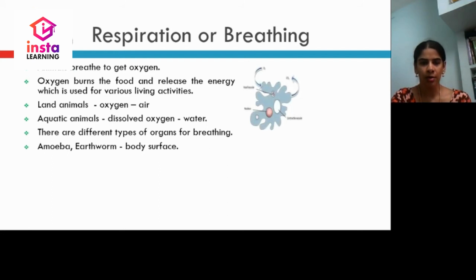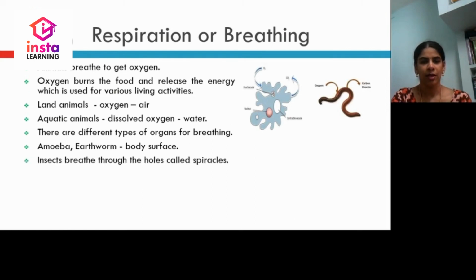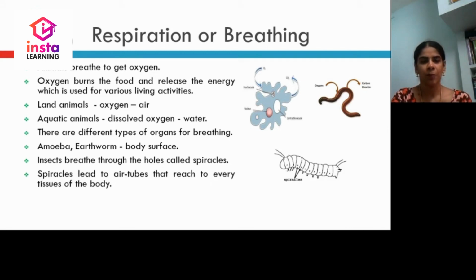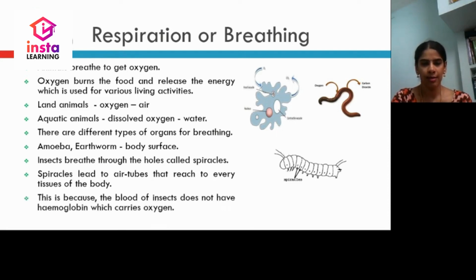Amoeba and earthworm respire through body surface. Insects breathe through the holes called spiracles which are present on their body surface. Spiracles lead to air tubes that reach every tissue of the body. This is because the blood of insects does not have hemoglobin which carries the oxygen.